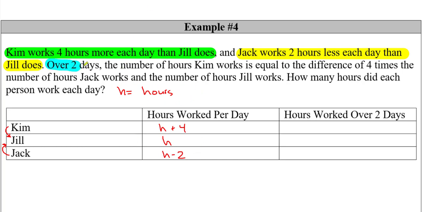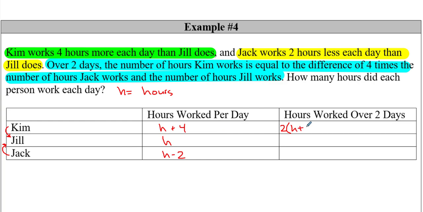Okay, but the unique part about this is they don't want us to find that out yet for just one day. They said over the course of 2 days, then they gave us this information. Okay, so if we know that we're doing something for 1 day, but we're doing it for 2 days, right, that is kind of like an each or an every, we're thinking about doing some sort of multiplication. Okay, so over the course of 2 days, we are going to multiply each person's hours of 1 day by 2. Okay, so we're going to get 2 times h plus 4, which, let's work this out, is 2h plus 8.